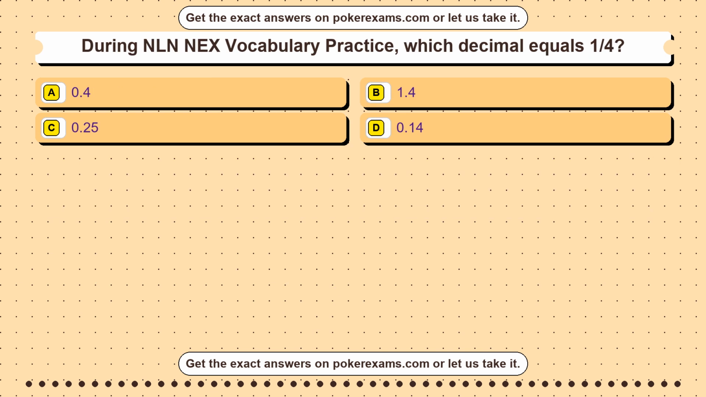Question 31. During GED test prep, which amendment protects freedom of speech? Option A 5th Amendment. Option B 10th Amendment. Option C, First Amendment. Option D, Second Amendment. The correct answer is option C.